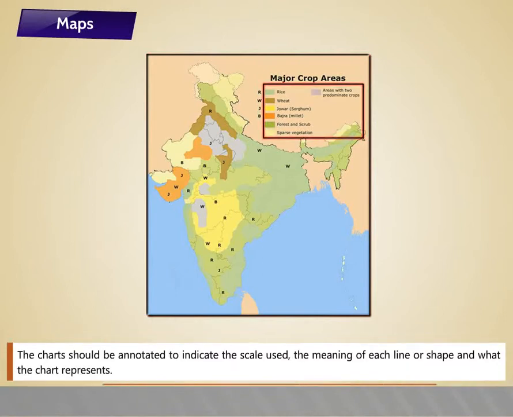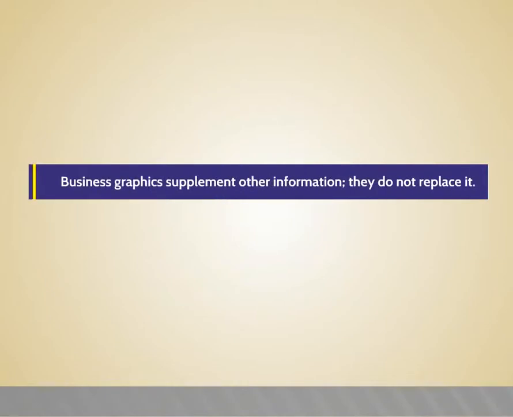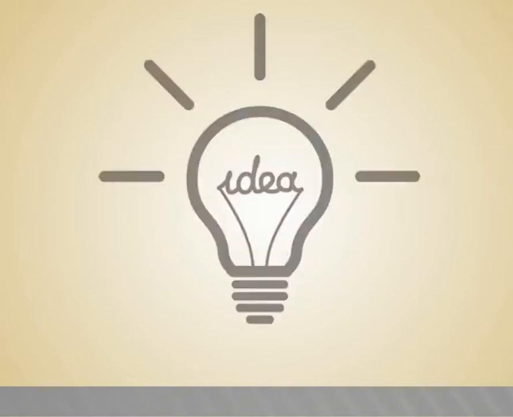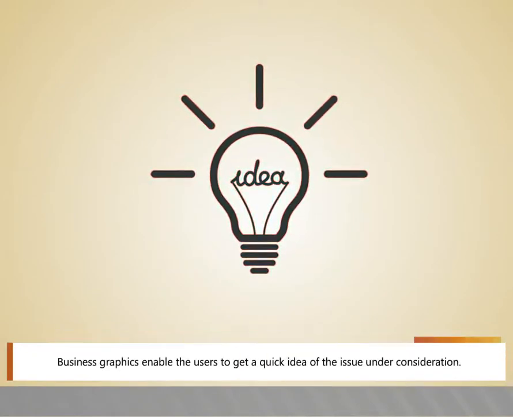The chart should be annotated to indicate the scale used, the meaning of each line or shape, and what the chart represents. Business graphics supplement other information, they do not replace it. Business graphics enable the users to get a quick idea of the issue under consideration.